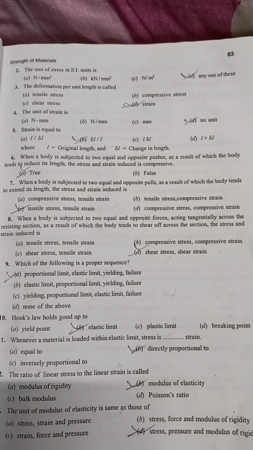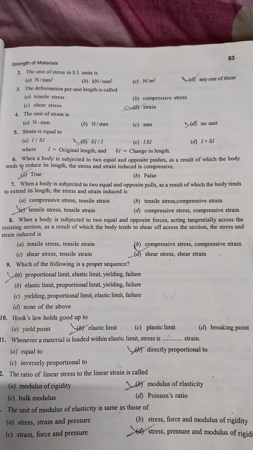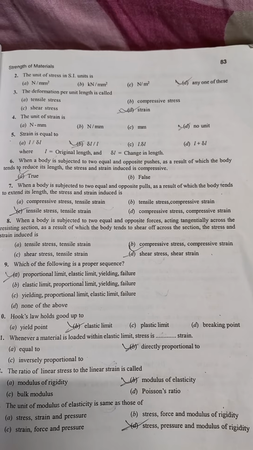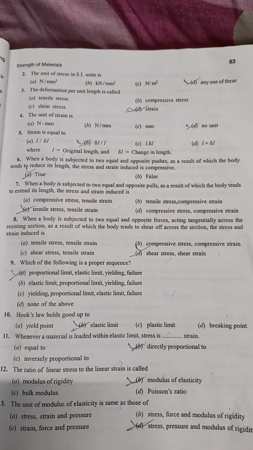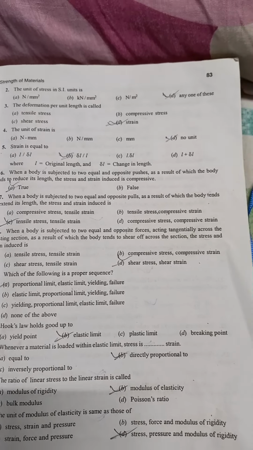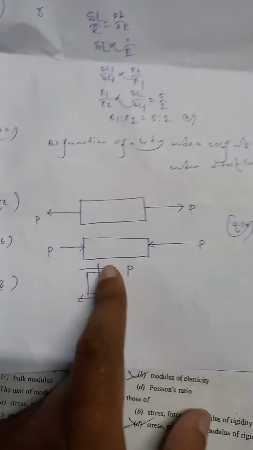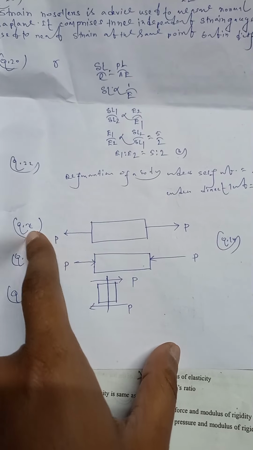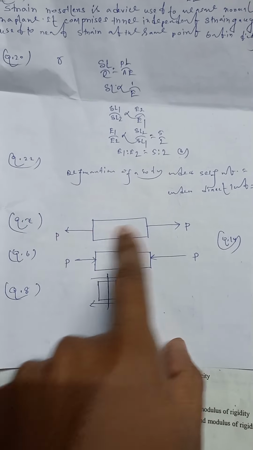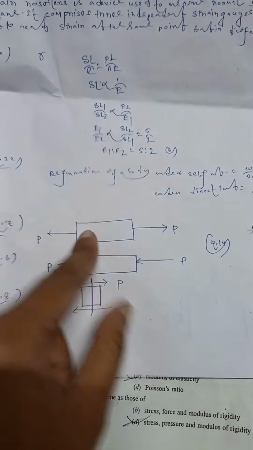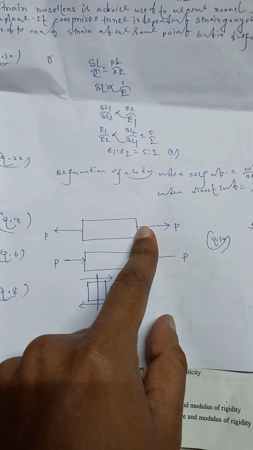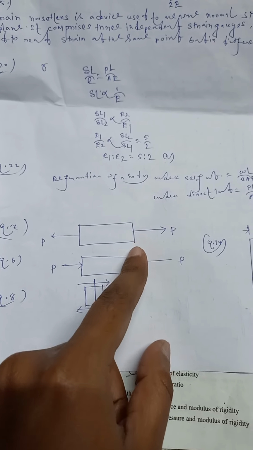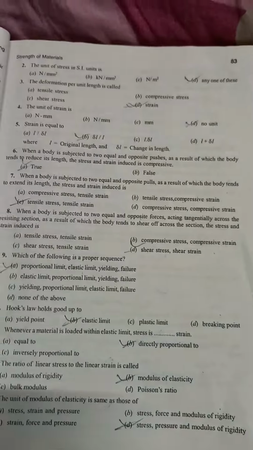Question number 7. When a body is subjected to two equal and opposite pulls, as a result of which the body tends to extend its length, the stress and strain induced is, opposite nature of forces. It is pull, so tensile force. So in this body the induced stress and strain will be tensile stress and tensile strain.